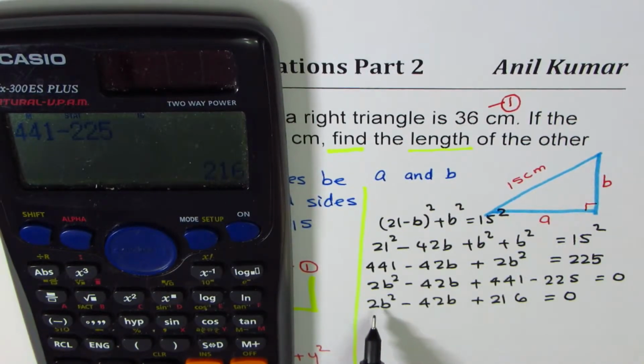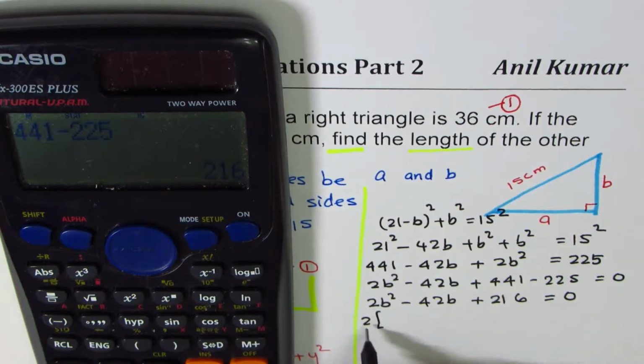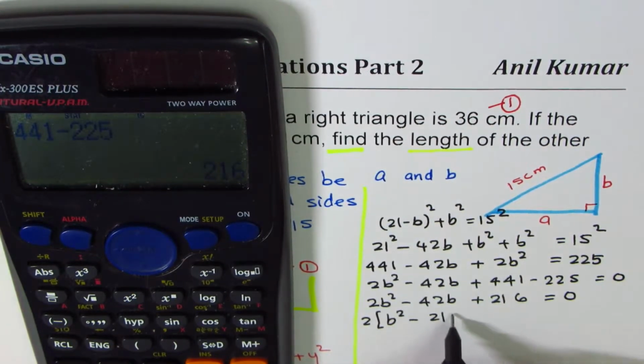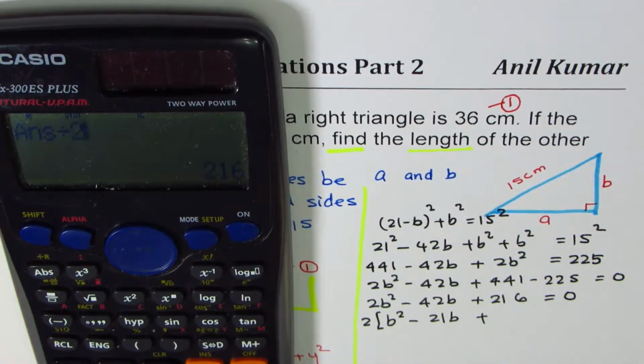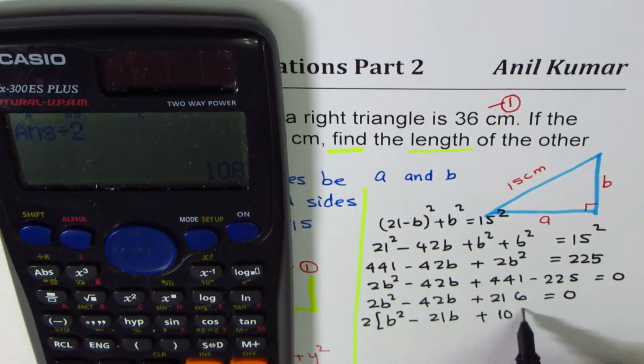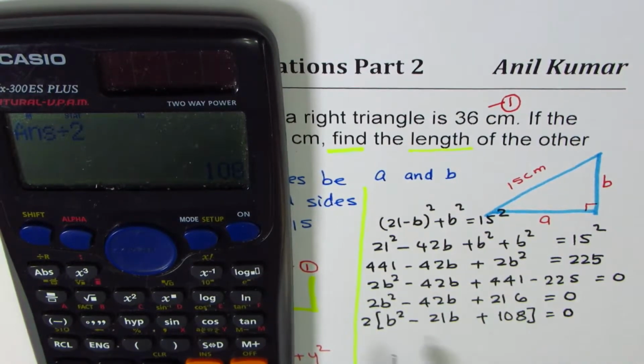Now here we can divide everything by 2, or you can factor out 2, right? So if I take away 2, we get b square minus 21b plus, 216 divided by 2 is 108, equals 0. So we have a quadratic equation. Now 2 cannot be 0, correct? But b square minus 21b plus 108 could be 0. So we have to solve this quadratic equation.